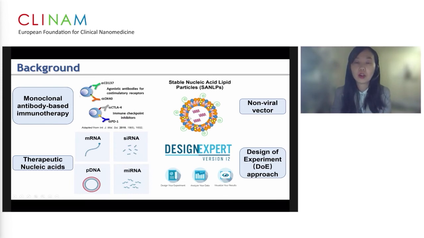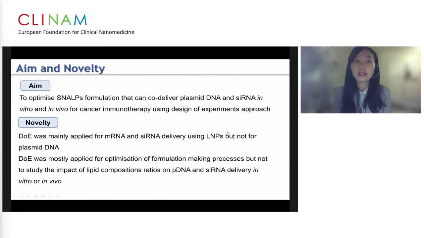SNAP consists of 4 lipid components, and the lipid composition could affect the nucleic acid delivery efficiency. Design of experiment, DOE, is a potent approach for formulation optimization. Therefore, our aim in this study is to optimize lipid composition for SNAP formulation and then to obtain the optimal SNAP formulation that can co-deliver the plasmid DNA and the siRNA in vitro and in vivo for cancer immunotherapy using design of experiment.